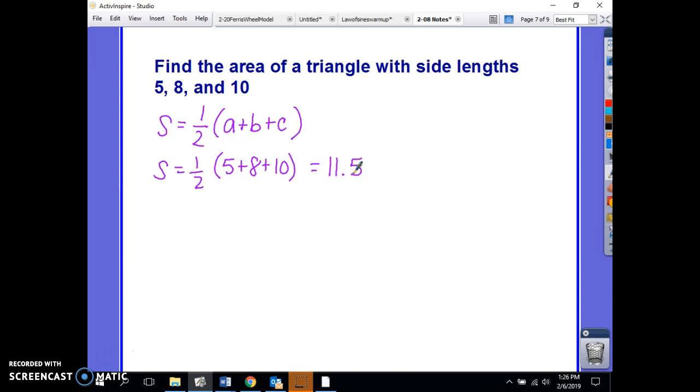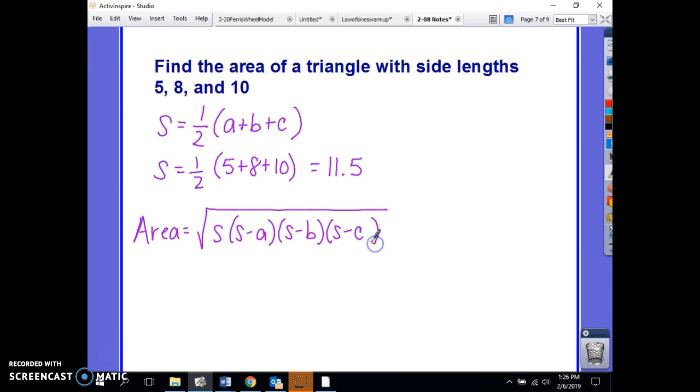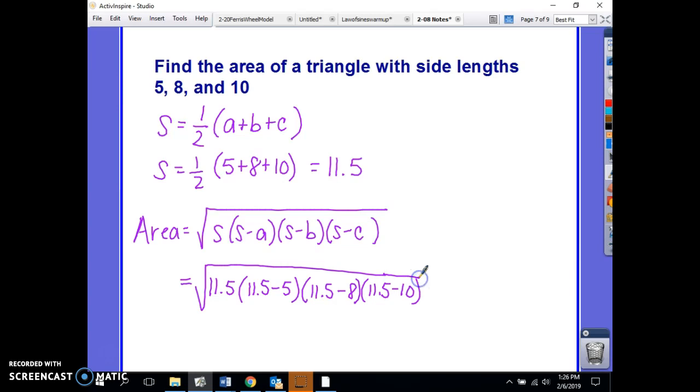Now, please remember, don't round S because you're going to use it later on. So if you had gotten 11.757, you got to use the whole decimal, okay? But most often, that's not going to happen to you. So then we're going to use our area formula, and it's the square root of S times S minus A, S minus B, and S minus C. So we're going to take our ginormous square root. We're going to substitute S as 11.5. We're going to have 11.5 minus our first side, which is 5. And then 11.5 minus our second side, which is 8. And 11.5 minus 10, which is our third side.